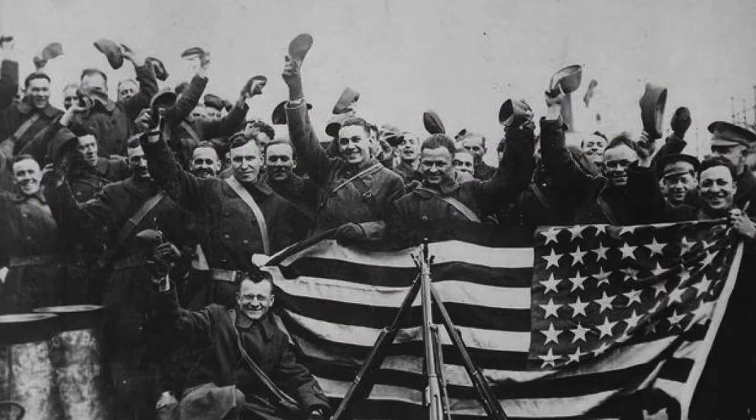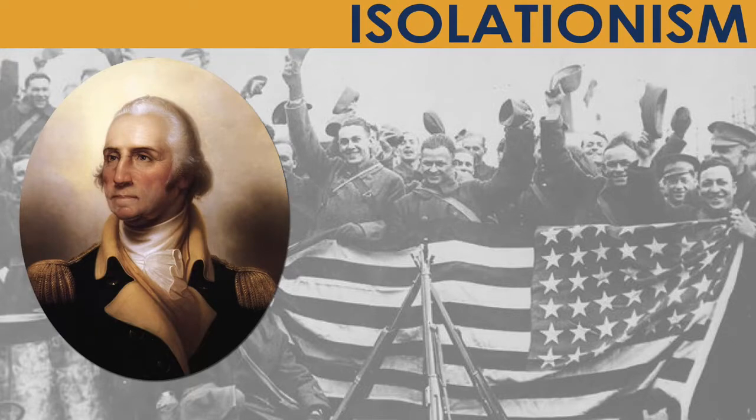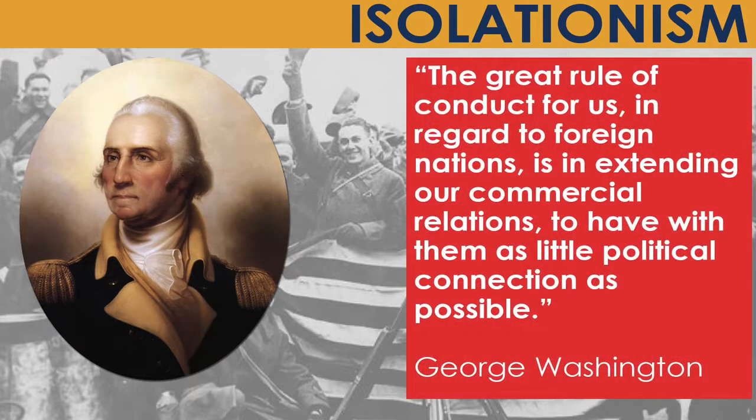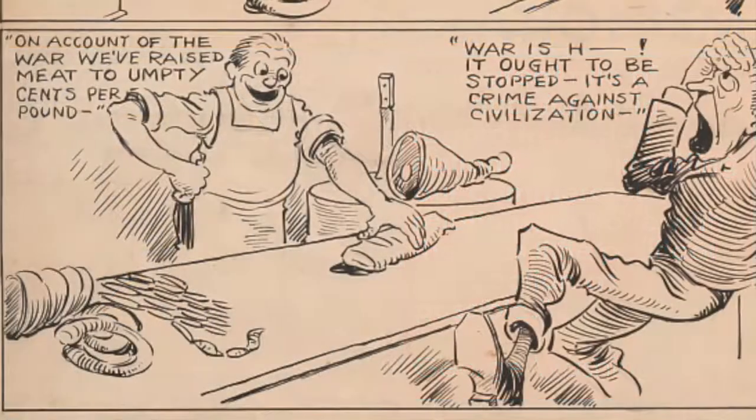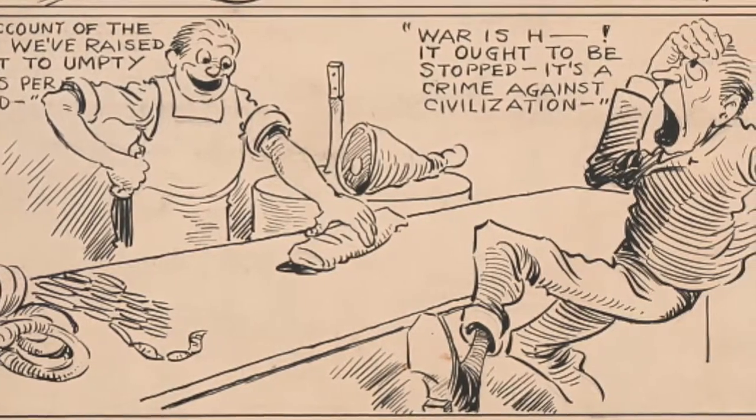World War I ended a long tradition of avoiding involvement in European conflicts, dating back to George Washington's famous farewell address when he said, quote, "The great rule of conduct for us, in regard to foreign nations, is in extending our commercial relations, to have with them as little political connection as possible." How did the United States go from an isolationist country to an allied power?